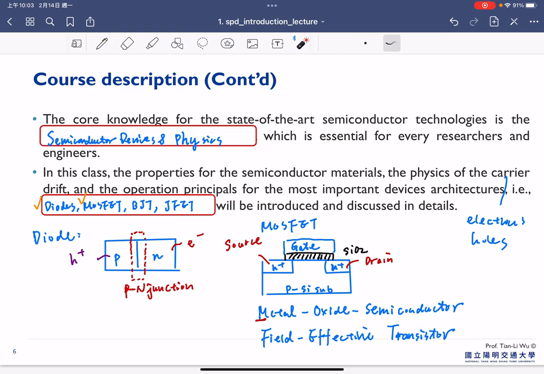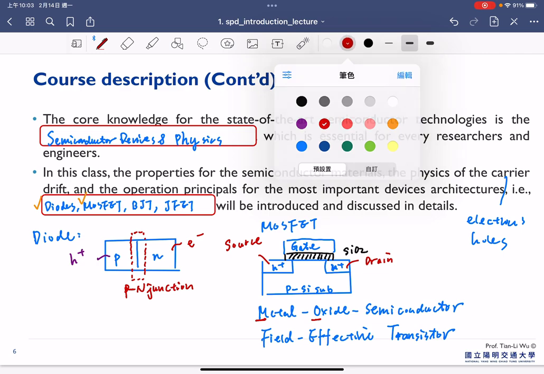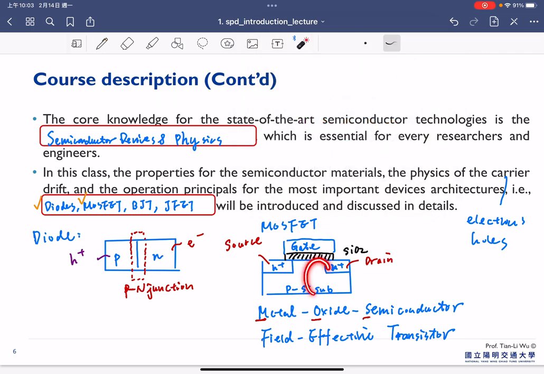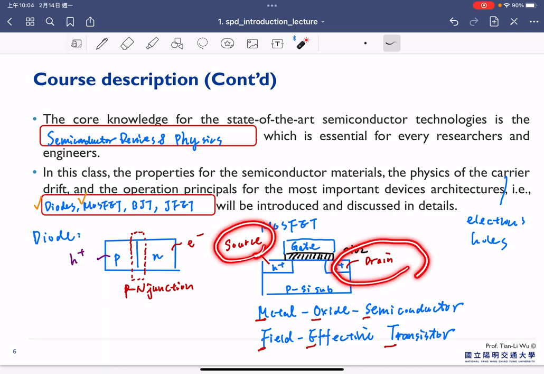So we have a metal, this is the metal. We have the oxide, this is our oxide. And we have the semiconductor. That's why we call this MOS. And this transistor is driven by applying an electrical field, so that's why we call it a field effect transistor. This is the full name of the MOSFET. There are certain names that we don't explain now, but you can start to look at this. This is called the source, and this is the drain.